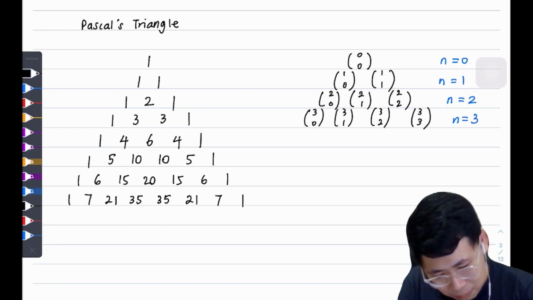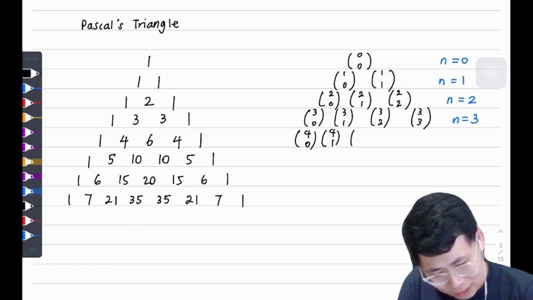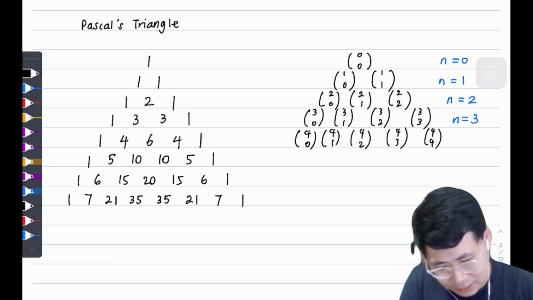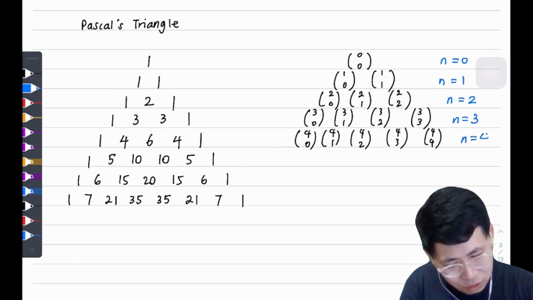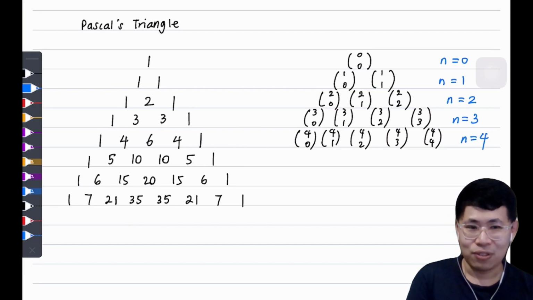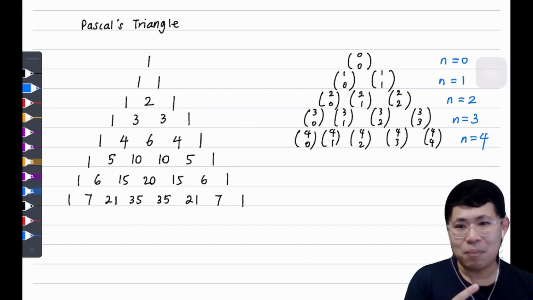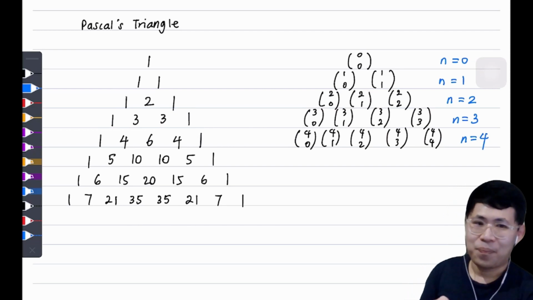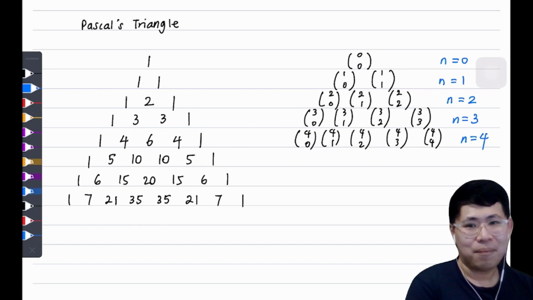So building upon it, it will look something like this, right? 4 choose 0, 4 choose 1, the number in the middle is 4 choose 2, then 4 choose 3, then 4 choose 4. This is for n equals 4. So this is where we get our Pascal's triangle from. It's actually building up the numbers to n choose r.